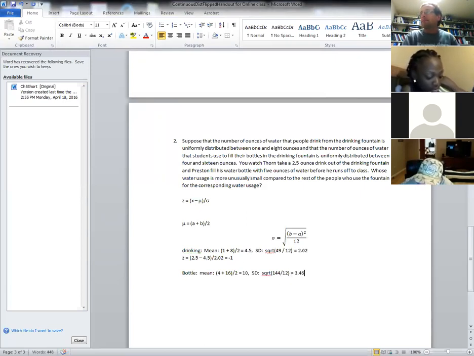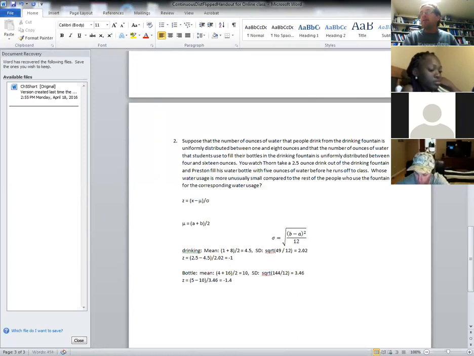Okay, so now we can do our z-score. So Z is equal to, again, the ounces of water was, where is it? 5 ounces for Preston. So 5 minus 10 over 3.46. And I get about negative 1.4.